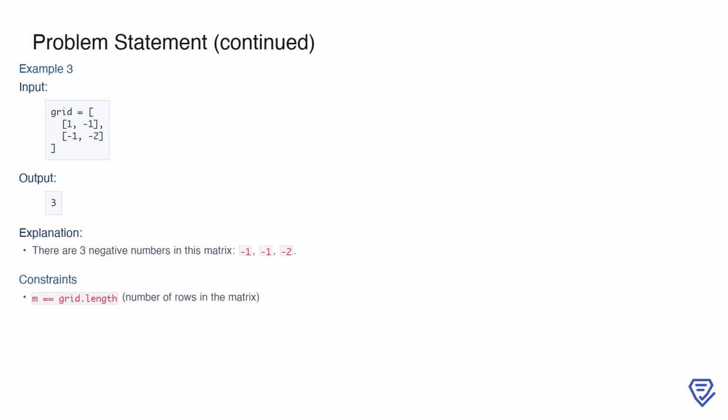For another example, this time the input is a 2x2 grid that includes negative numbers. The matrix is structured as follows: 1 and -1 in the first row, and -1 and -2 in the second row. Following the sorting constraints, we observe 3 negative numbers in total, 2 occurrences of -1 and 1 of -2. Counting these gives us the output of 3. This example highlights how the sorting of the matrix allows us to efficiently identify where the negative values are concentrated.